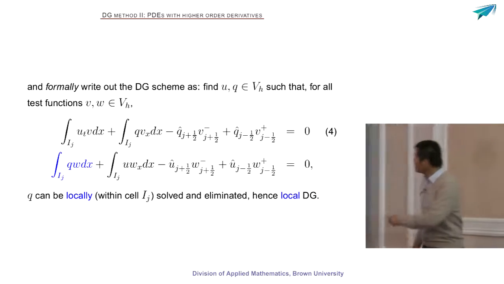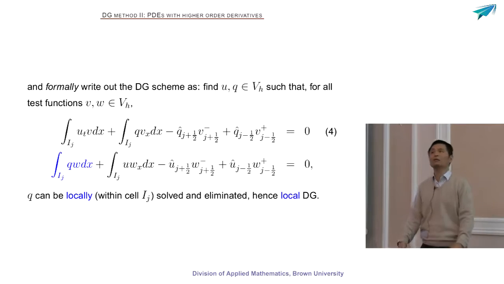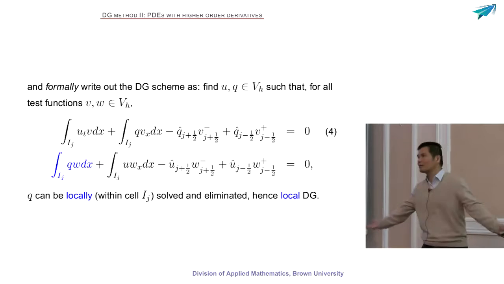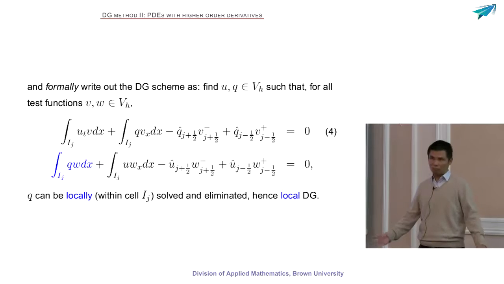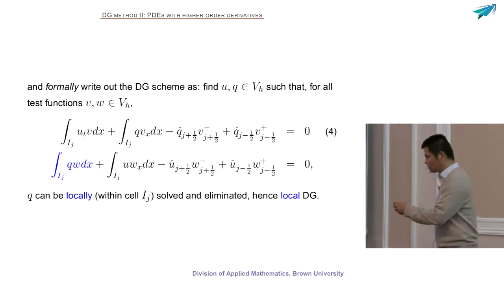So this is why the method is called local DG, because Q, the auxiliary variable Q, is obtained locally from the true variable U. So you never store this Q, right? You store only U. When you need Q, you solve it locally, use it, throw it away, basically. So that's why local DG is essentially also only with the variable U as your main solution.